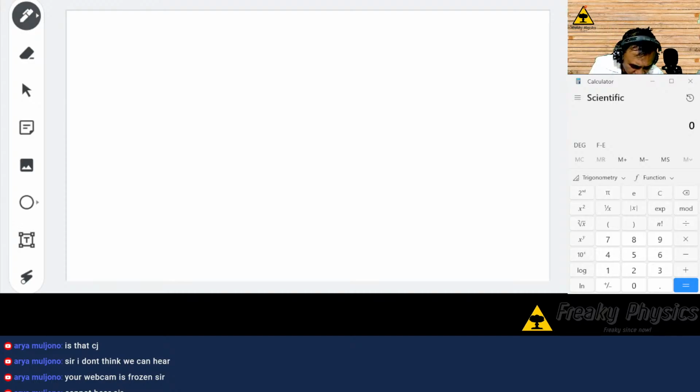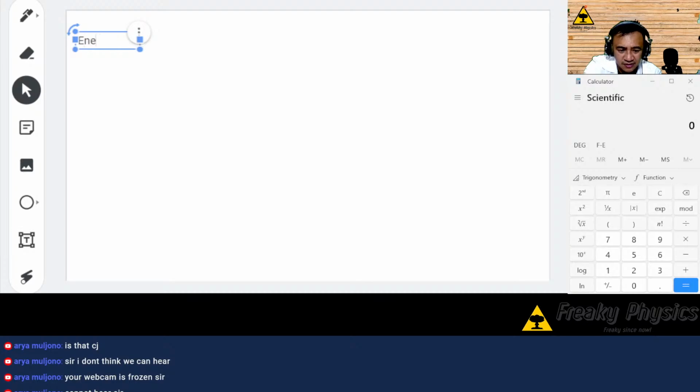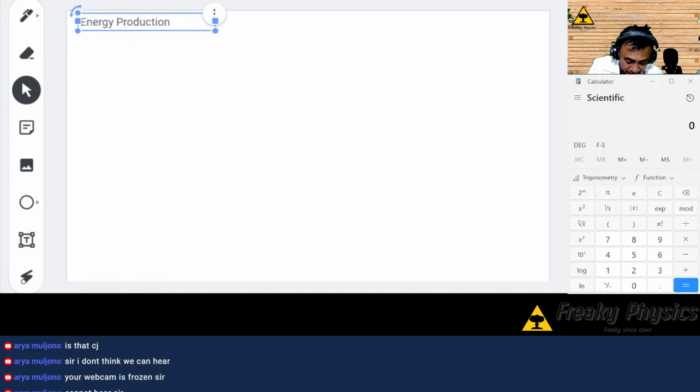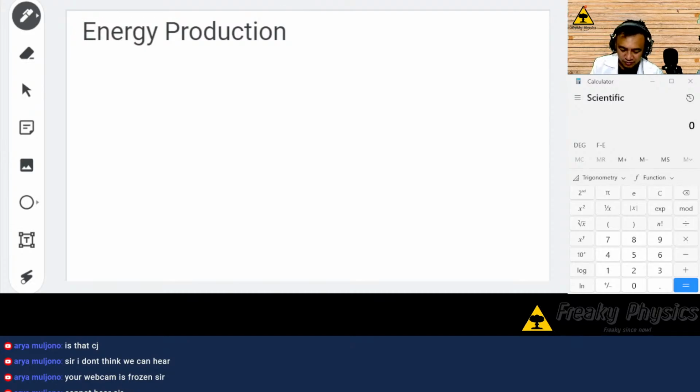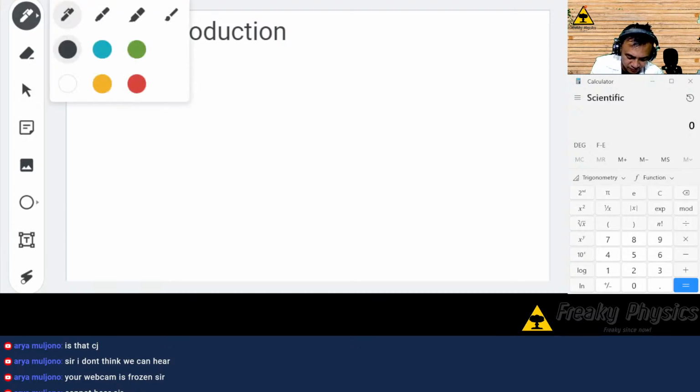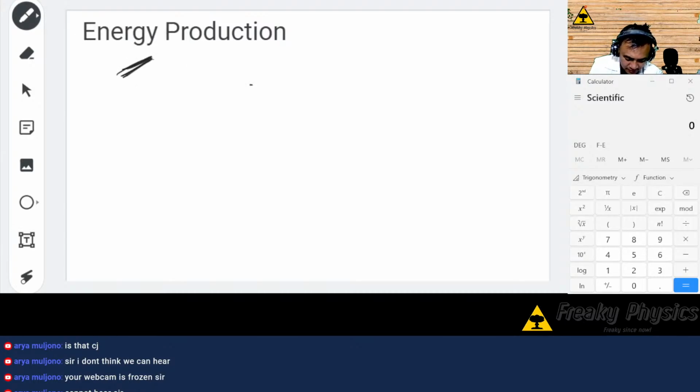So today we're gonna do energy production first. Okay. Now, we're gonna go to the basics first, and then we're gonna go to the IB physics part afterwards. For the energy production section, there are three things we need to learn. The first one is types of energy sources. When we say energy sources, it's about how we use electricity.